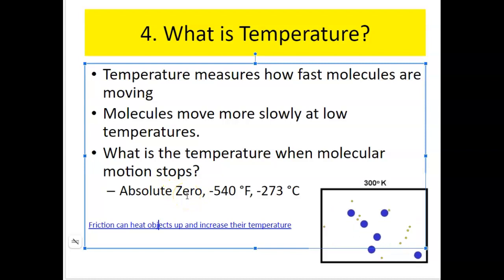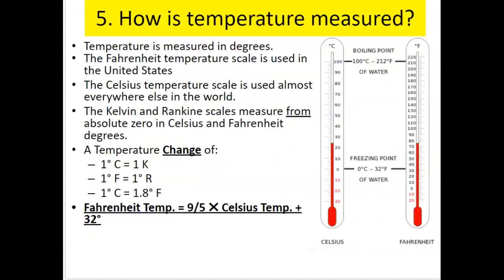And this brings up an idea: if molecules can move faster and faster, they can also move slower and slower. If you go slow enough, eventually you stop. You can't go slower than stopped. The temperature when all molecular motion stops is called absolute zero. It's as cold as anything can get, and it is actually negative 540 Fahrenheit. You can't go colder than negative 540 Fahrenheit because that's when motion stops. That's pretty cold, and we can talk about more of that later.